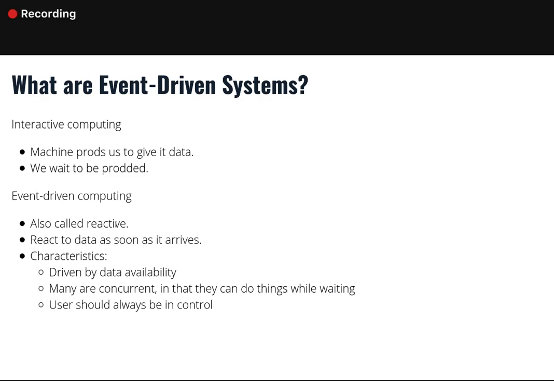For event-driven systems that are user-based, for example, graphic user interfaces, the user should always be in control of the system. So the system will be running and doing stuff in the background, but as soon as the user interacts with the system in any way, that's probably going to trigger an event of some sort, and that should cause the system to react to the event that has occurred accordingly.